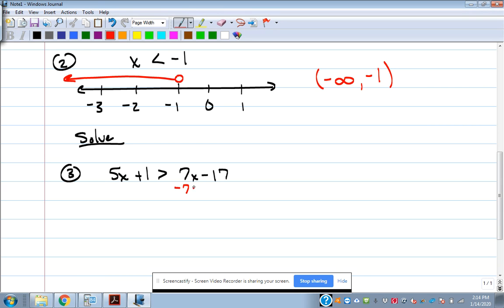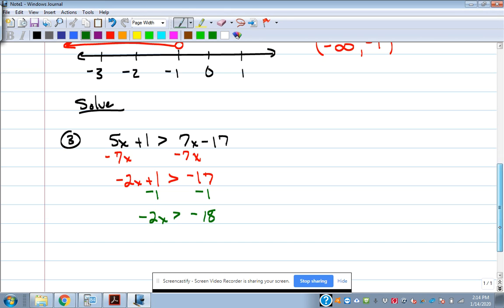If I move the 7x by subtraction, that gives me -2x plus 1 is greater than -17. Subtract 1: -2x is greater than, not equal to, but -18. And then we're going to divide by -2. What does dividing by a negative do? Makes that +9, but what else does it do in an inequality?